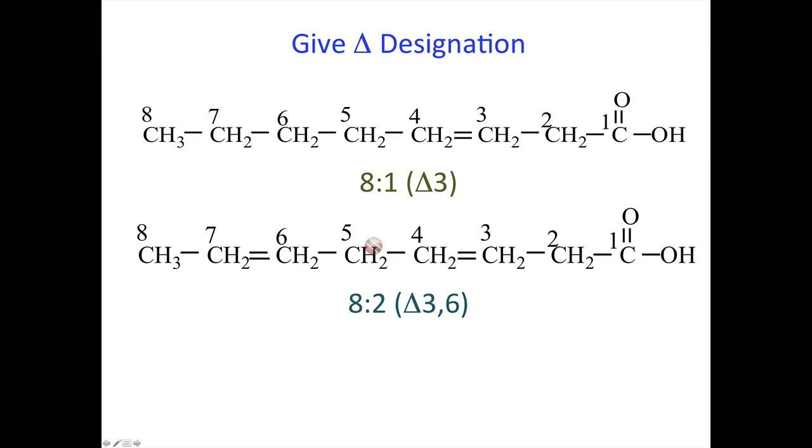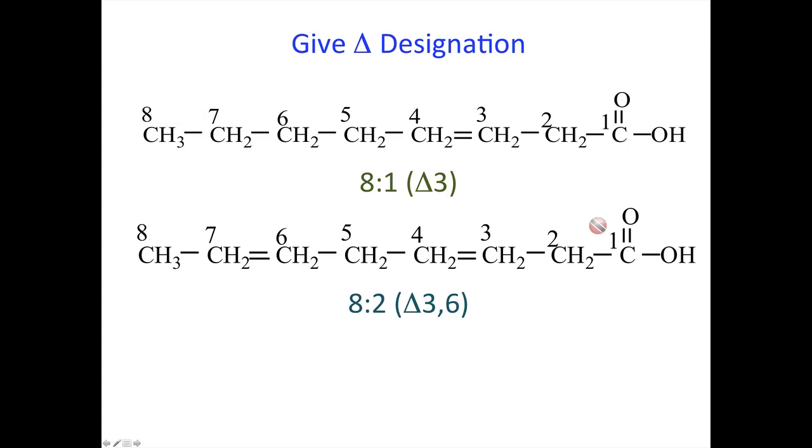Alright, so you should have gotten this answer, and let's see why. Again, you count the number of carbon atoms and you'll see there are 8 of them. You put the colon, and then you look for the number of double bonds. When you look at this molecule, you have 1 double bond, and then you have a next one. So you put 2 because there are 2 double bonds present. Then you do the delta sign, and now you're going to say, well, where are these double bonds found?